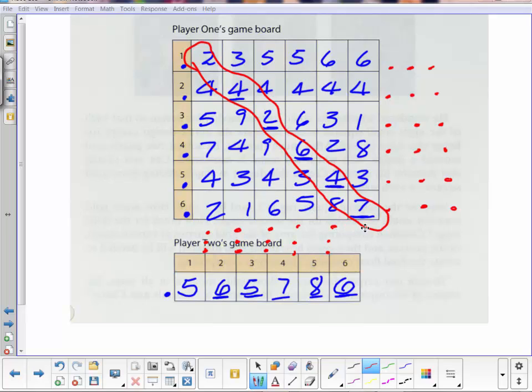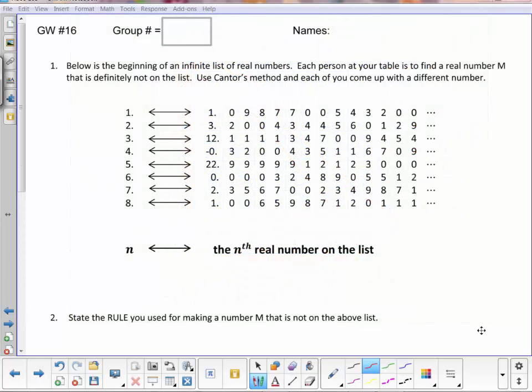Therefore, player 1's supposed complete list of real numbers can't be complete. Player 2 has found a number not on 1's list. The number that player 2 has come up with in this particular example is the number M, which you are going to be looking for on group worksheet number 16 by using Cantor's diagonalization theory. So let's tackle group worksheet number 16.